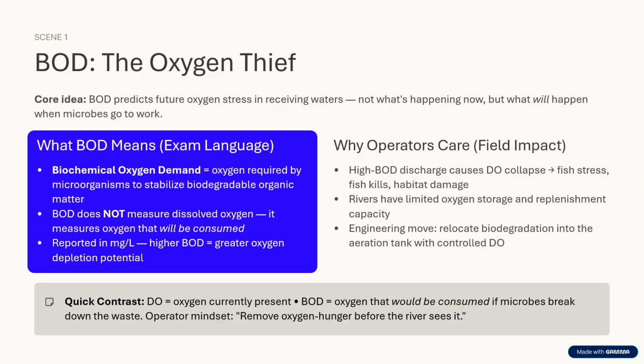Why that number? Because rivers have limited availability of dissolved oxygen inside them. If you discharge high BOD wastewater, the receiving river can lose oxygen, and the river may not be able to replenish the lost oxygen to save its fish.